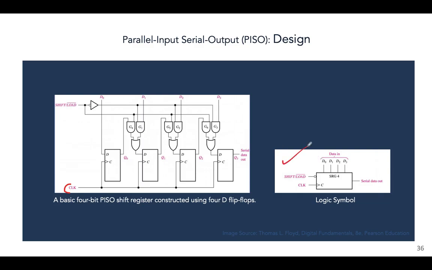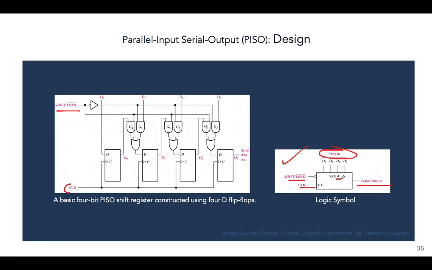First, this is the logic symbol, which you can take a look at. See, again, we have this line. Again, the purpose of this line will become clear in just a moment, right? So we have the shift and load line, we have the clock, this is the data input, all the bits will be loaded simultaneously, and this is the output line.